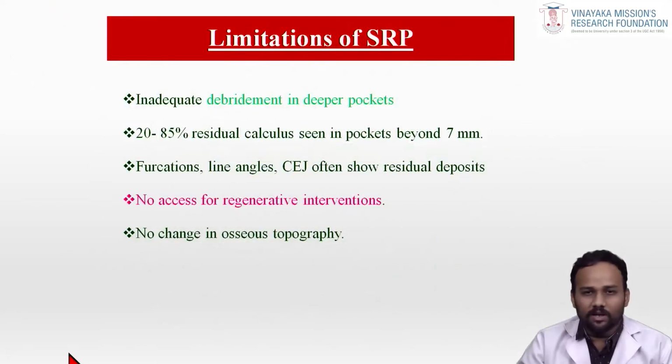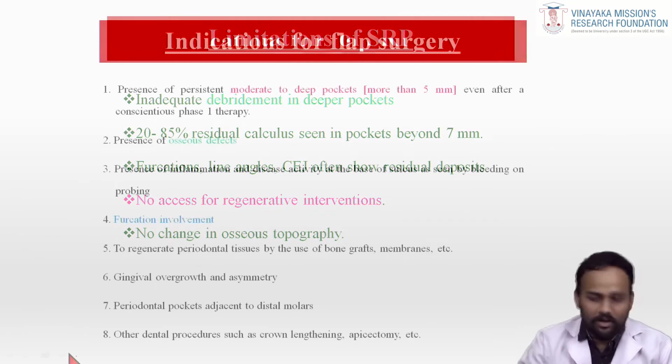Limitations of scaling and root planing and other non-surgical periodontal therapy: they are limited in the areas where there is inadequate debridement in deeper pockets, where 20 to 80% of residual calculus is seen in pockets beyond 7 mm, and the furcation and line angle CEJ often show residual deposits, and when there is no access for regeneration with non-surgical periodontal therapy, and when there are no changes in the osseous topography. In those situations we need to go for periodontal flap surgeries.